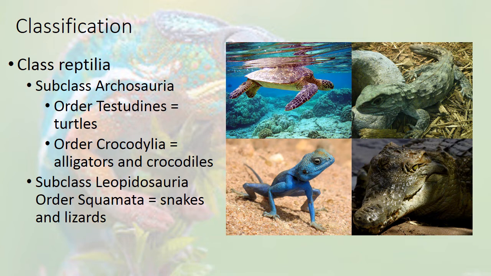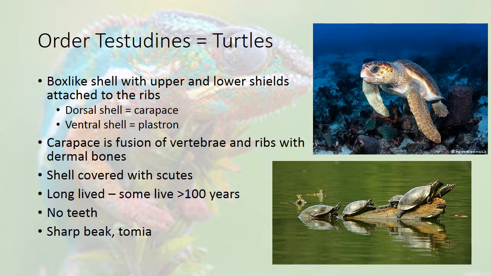So order Testudines, that's the turtles. Order Crocodilia is the alligators and crocodiles. Order Squamata is the snakes and lizards. So we're going to go through each of those orders and just talk about the real basic characteristics. In lab, we've been going into more detail about the families, but just understanding some of the characteristics of this is important. So the Testudines, the turtles, they all have a shell, a box-like shell.